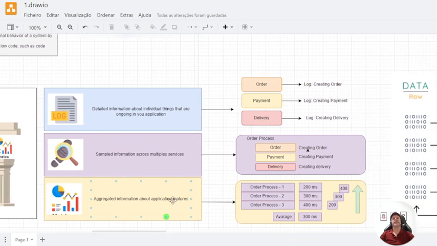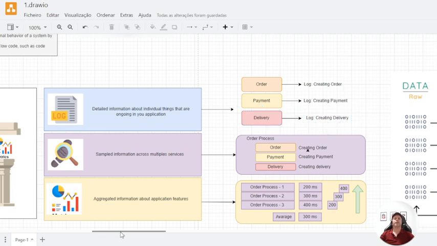Let's detail more. Logging. Imagine that we have three services in our application. The services are the order, the payment, and the delivery. Each one is responsible for one action. When the order service executes the action of creating an order, it puts a log: creating order. The payment service logs creating payment, and the delivery service logs creating delivery.